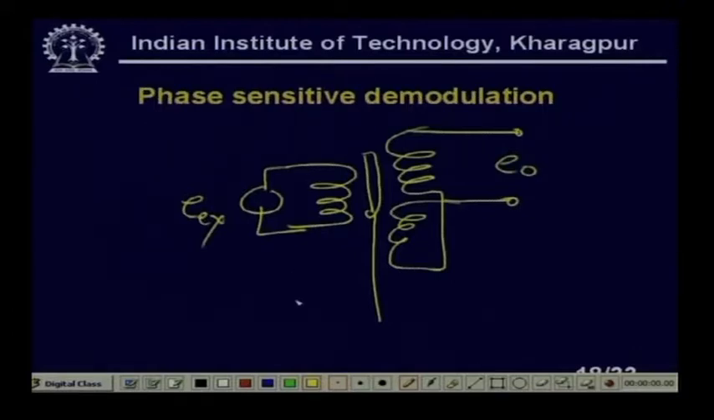If I make phase sensitive demodulation, that means in that case we will separately full wave rectify the outputs of the two secondary voltages, then make the algebraic sum of the two. So, one side I will get a positive voltage, the other side I will get a negative voltage, right.